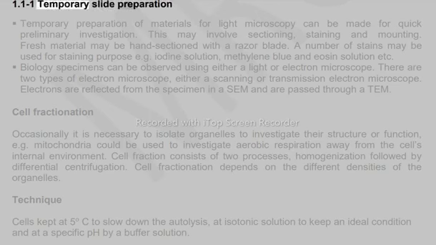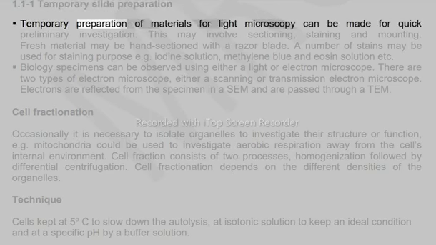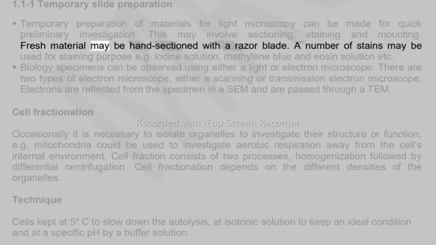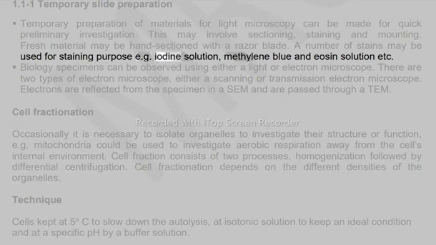1.1.1 Temporary slide preparation. Temporary preparation of materials for light microscopy can be made for quick preliminary investigation. This may involve sectioning, staining and mounting. Fresh material may be hand-sectioned with a razor blade. A number of stains may be used for staining purposes, e.g. iodine solution, methylene blue, and eosin solution, etc.